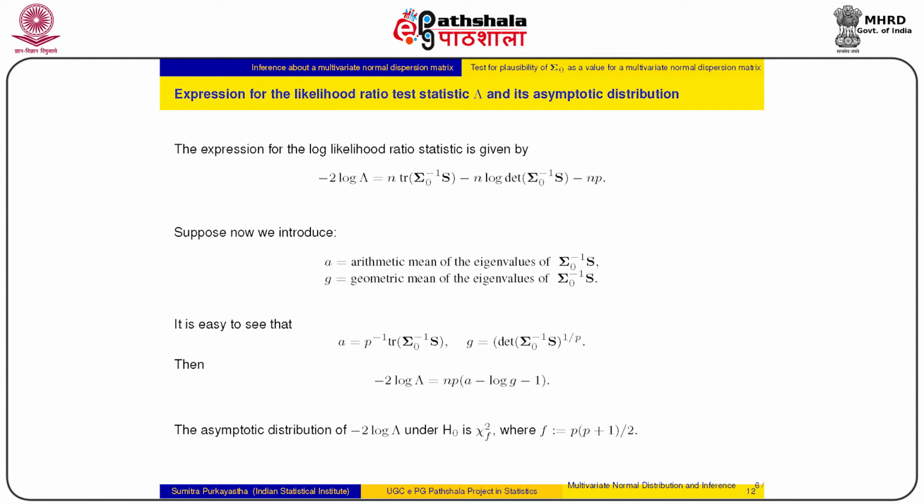And what is the asymptotic distribution? The asymptotic distribution of minus 2 log lambda under H naught, that is the null asymptotic distribution, is the chi-square distribution with f degrees of freedom, where f is equal to p times p plus 1 by 2. Okay. So this is what we see now. We have been able to obtain the expression for the log likelihood ratio statistic for this problem, where we are testing sigma equal to sigma naught based on n IID observations from a multivariate normal distribution with unknown mean and at least p plus 1 many observations. We have also been able to state the null asymptotic distribution for this test statistic minus 2 log lambda. All right.